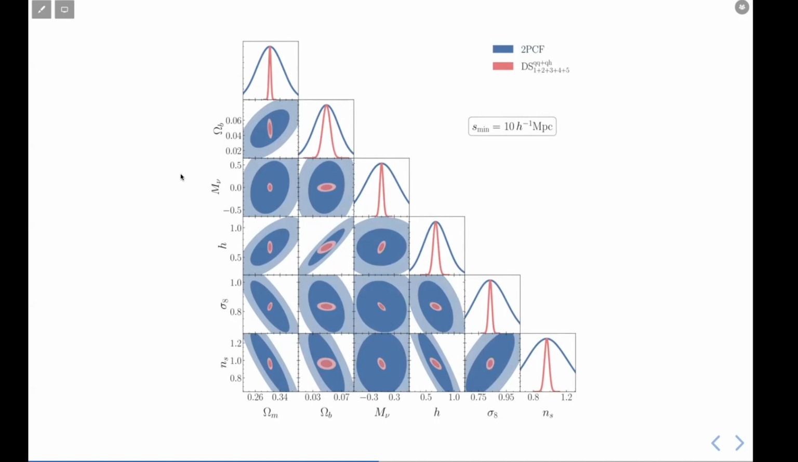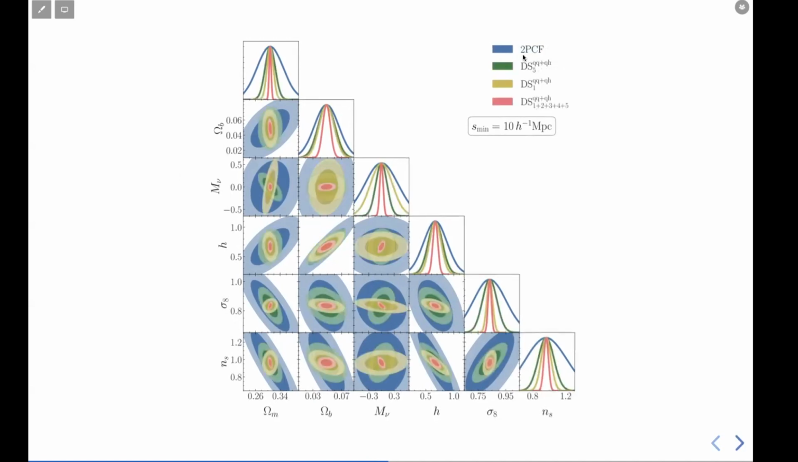What is happening? Well, we can look at the constraints from different environments. So here in yellow, we have the constraints coming from void-like regions, whereas in green, we have those coming from cluster-like regions, right? So the lowest density environments and the highest density environments. And you can see that they are actually very complementary in some cases.